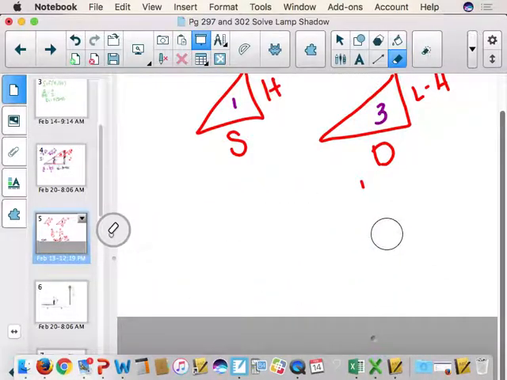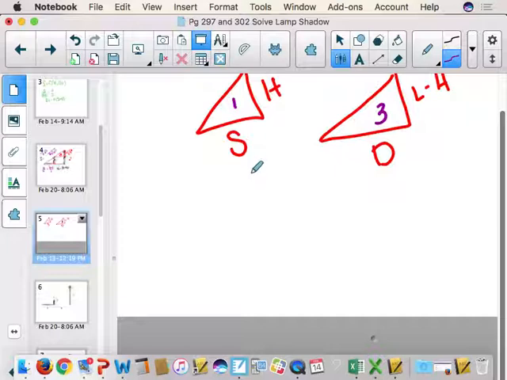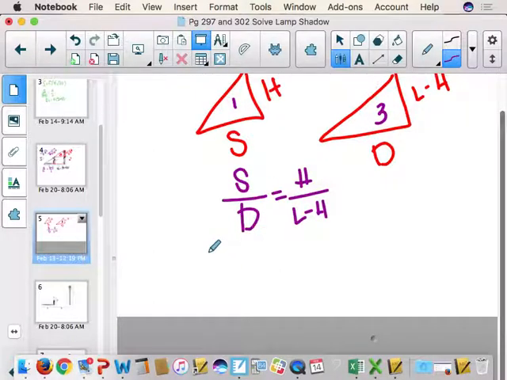I'm going to write this all a little bit smaller so it fits on the screen right here. Now there's about 8 different ways you could write this proportion. So what did I just have that you all copied? S over D. Okay. And now cross products would be S times L minus H. Now, if you flip the order, that's okay. So S times L minus H equals D times H.